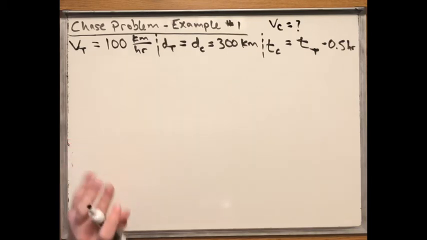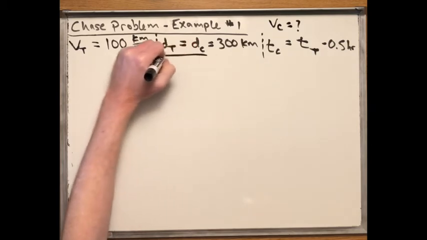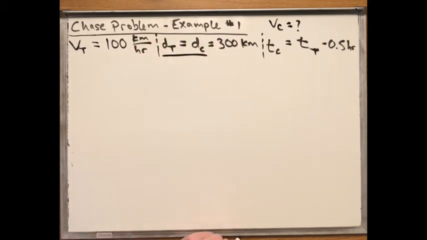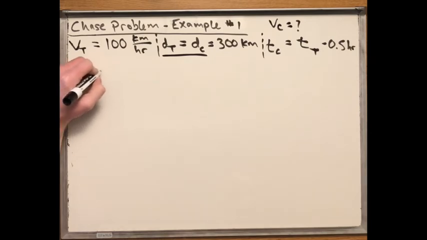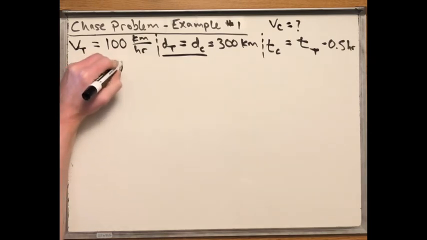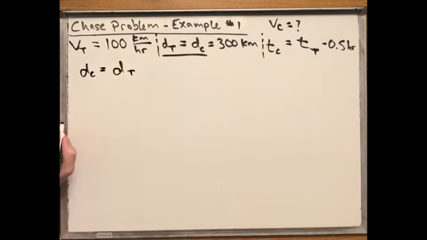The key relationship here in this problem is that the distances are equal. And so that's where we'll start. We have the distance traveled by the cops is equal to the distance traveled by the thieves.